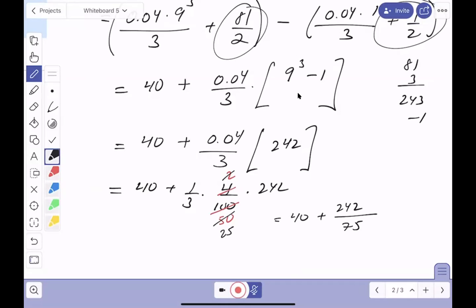You know what? I'm going to break down and use a calculator. Hope you don't mind. I'm going to just use a calculator somewhere. And let me just see if I can do that. Just give me a moment here. 242 divided by 75. Yeah, if you ever get tired, use a calculator. Plus 40.